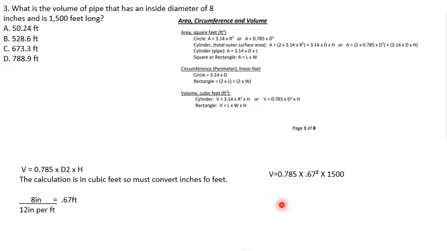All right, now they've got the 0.67 squared times 0.785 times 1,500 feet long. The answer is 528.57. It's cubic feet. Left that out. So cubic feet. You solve for volume, you get cubic feet.